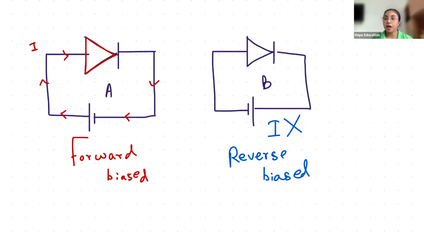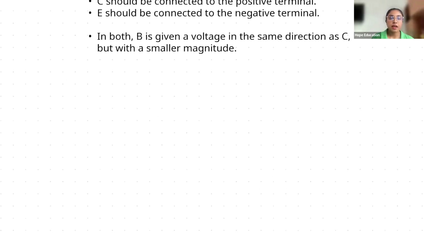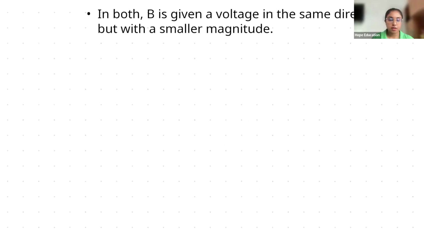Whether it's a diode or a transistor, biasing means that we are arranging the terminals in such a way that there will be a current flow. That is biasing, right? So let's look at these sentences. I will apply this to the PNP transistor first, right?